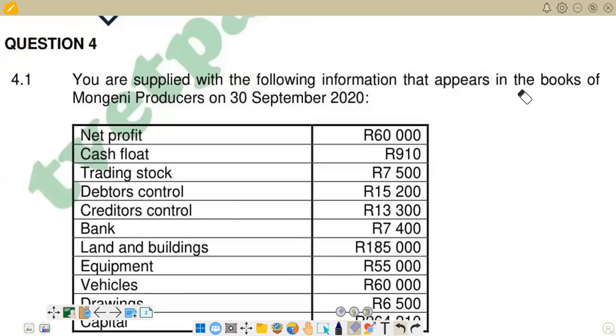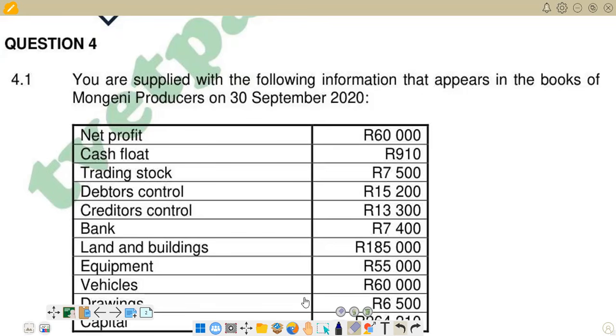The question reads, and I'm going to go through it so that we understand the question first, then we answer the question in terms of preparing the balance sheet required. The question reads, you are supplied with the following information that appears in the books of Mongeni Producers on 30 September 2020. Then you are given a list of balances.